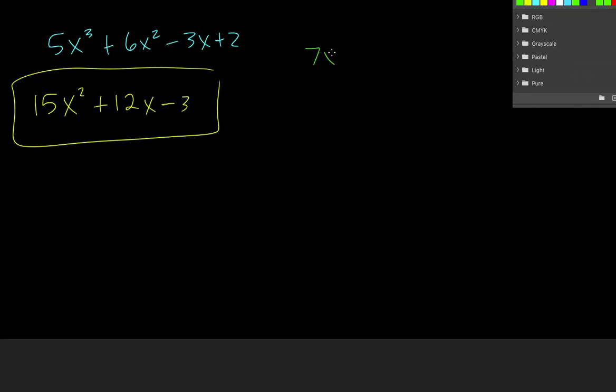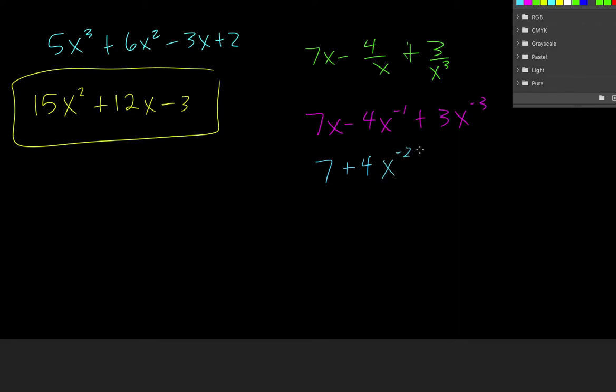Okay, 7x minus 4 over x plus 3 over x cubed. Okay, before we take the derivative, I'm going to rewrite this like this, using negative exponents. Now when I take the derivative, that just becomes a 7. This, I bring the negative 1 down, so that becomes positive 4, because I'm just multiplying those. And then we reduce it by 1, so it's x to the negative 2.